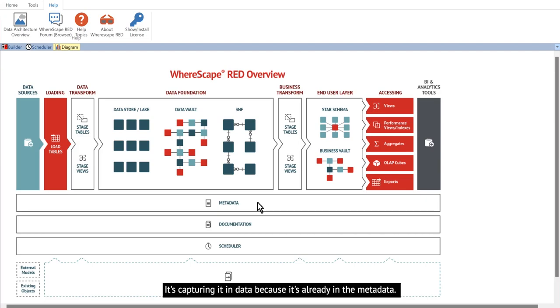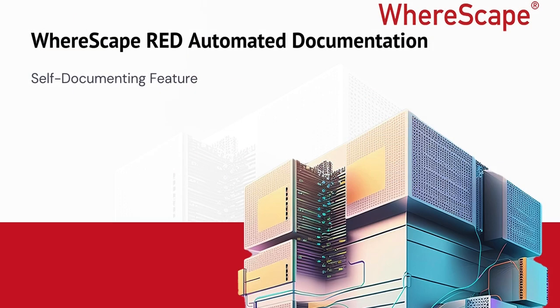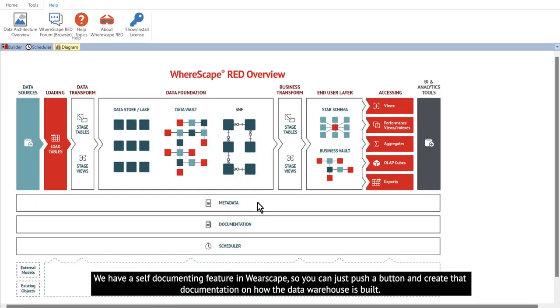Because it's already in the metadata, we have a self-documenting feature in WhereScape, so you can just push a button and create that documentation on how the data warehouse is built.